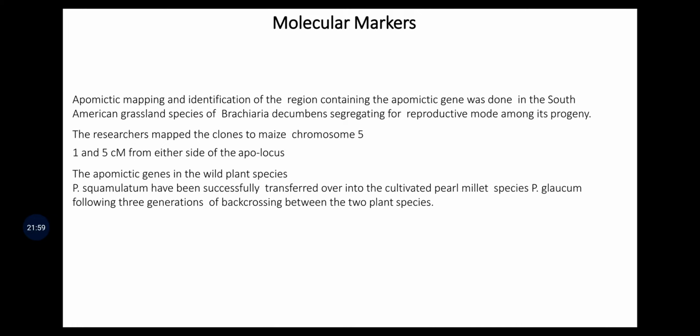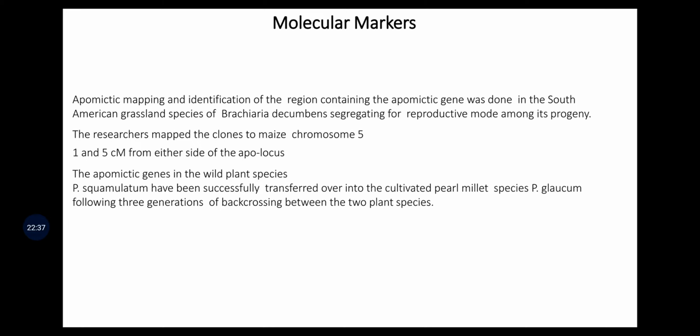The molecular marker technique is the third method. Here, apomictic mapping and identification of the region containing the apomictic gene was done in the South American grassland species Brachiaria decumbens, segregating for reproductive mode among its progeny. The researchers mapped the clones of maize chromosome 5, 1 to 5 centimorgan from either side of the apo locus, meaning the apomictic locus.